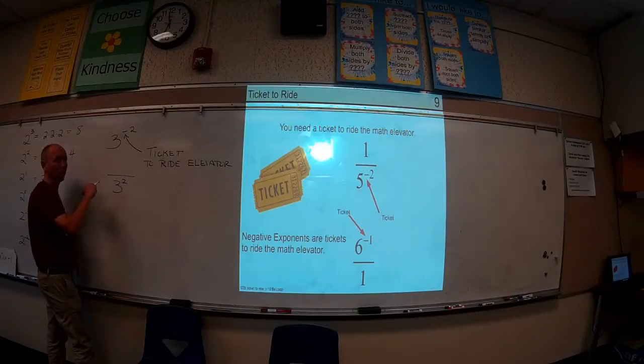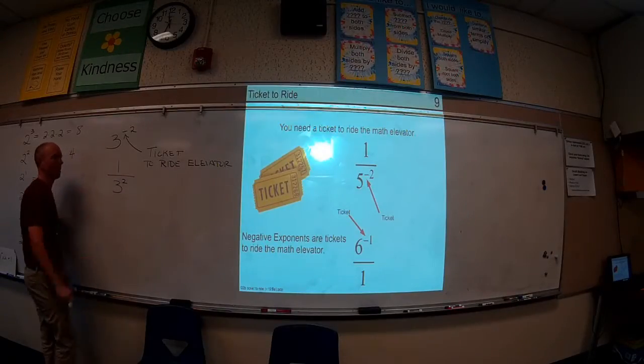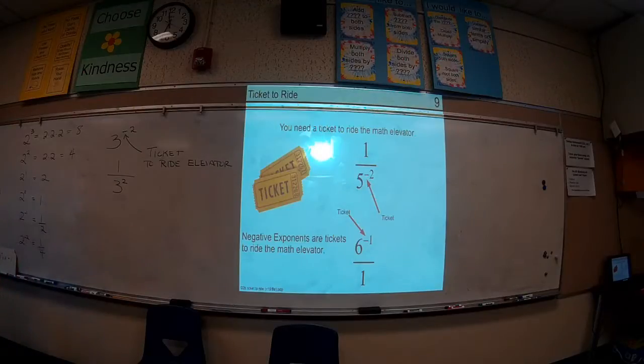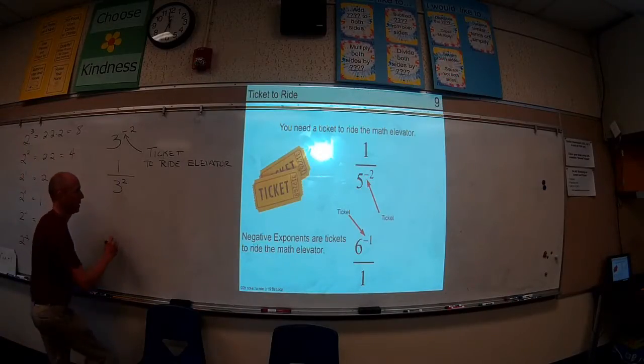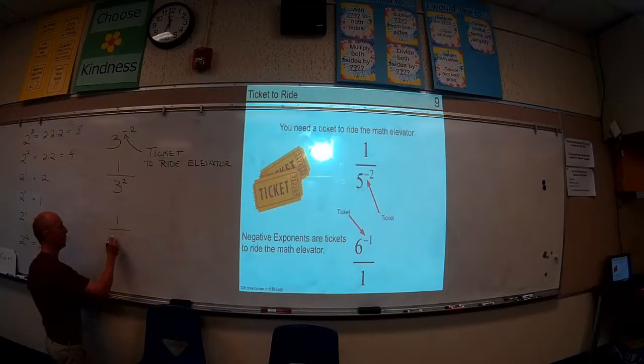What's on the top floor? A 1. There's always a 1 on the top and the bottom floor. Sometimes if they're not there, they become visible. They're invisible. How about this? 1/5 to the -2. Do you see the ticket? Yes. Where does he want to go?